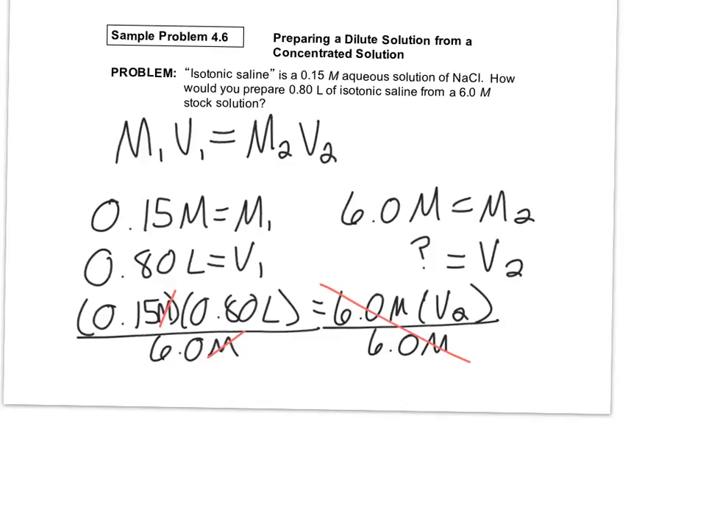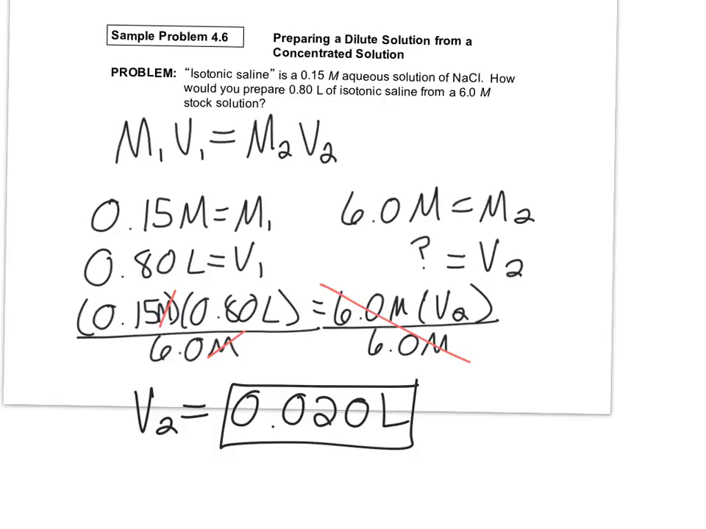So let's see what that math gives me. I've got 0.15 times 0.8 divided by 6. So V2 is going to equal 0.020 liters, okay? So that means how I would prepare this is I would take 0.020 liters of the 6 molar stock solution and then dilute it to 0.8 liters, right? I would add water to it, in other words, until I got up to 0.8 liters. And that concentration of that solution would be 0.15 molar.